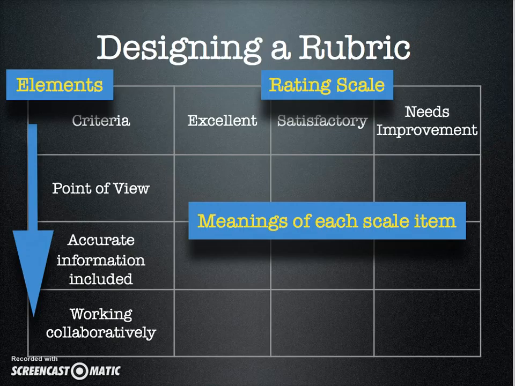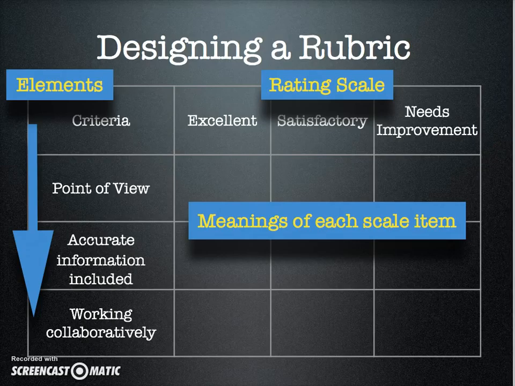And you guys, you've seen rubrics now from us, and we've had different levels. Some have been more descriptive than others. Some are a little bit more like checklists, but for the most part, we do design rubrics for a lot of our projects. So usually the elements, the criteria, are formatted on the left. What I've done here is pull 3 criteria that I would design a rubric around for this assignment: point of view, accurate information included, and working collaboratively. And I've said that my rating scale here is excellent, satisfactory, or needs improvement.